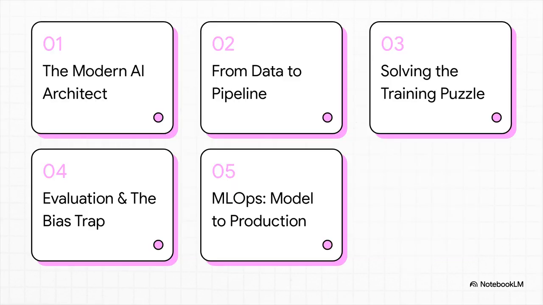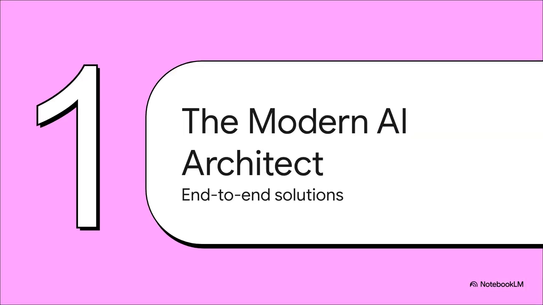All right, so here's how we're going to break this down. We're basically going to follow the life of a real-world machine learning project. We'll start with the architecture and the data, then we'll tackle the tricky parts of training and evaluation, and finally, we'll get it out the door into production. So let's kick things off. What does it really mean to be a professional ML engineer, especially on a platform like Google Cloud?